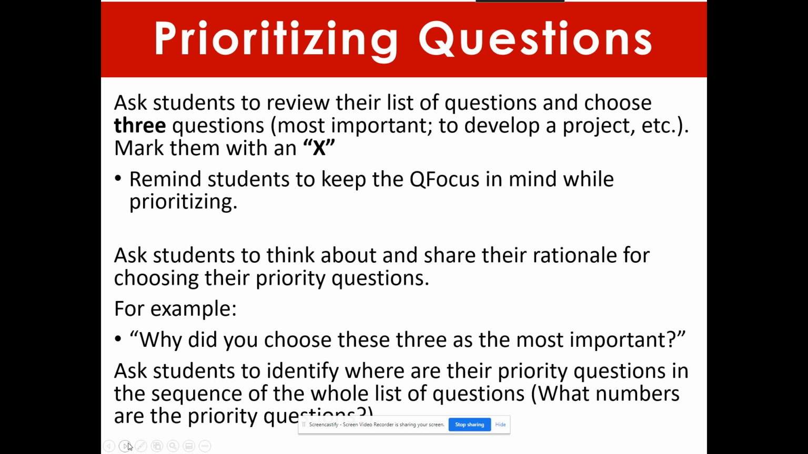You need to ask students to review their list of questions and choose those 3 questions most important, or to develop a project, or like we said, whichever prioritizing criteria. Mark them with an X and remind students to keep the question focus in mind while prioritizing. Ask students to think about and share their rationale for choosing their priority questions. For example, why did you choose these 3 as the most important? And ask students to identify where their priority questions are in the sequence of the whole list of questions.